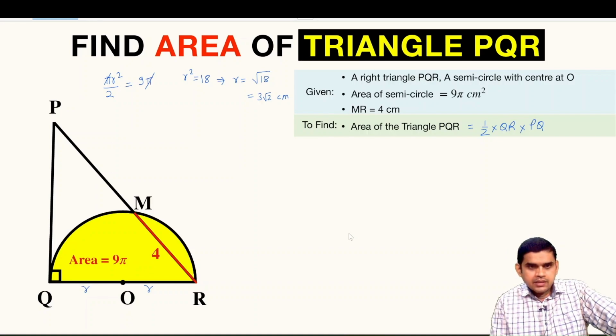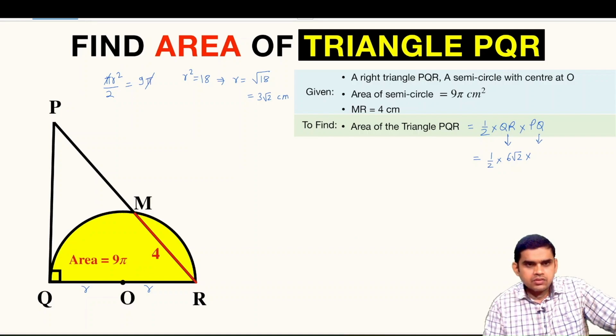So this side length QR will be twice the radius. So we can write area of this triangle as half times QR. QR will be twice the radius. So 3 root 2 plus 3 root 2 is 6 root 2. So we will write down 6 root 2. And next we want to find the value of PQ. For that, let us join M and Q.